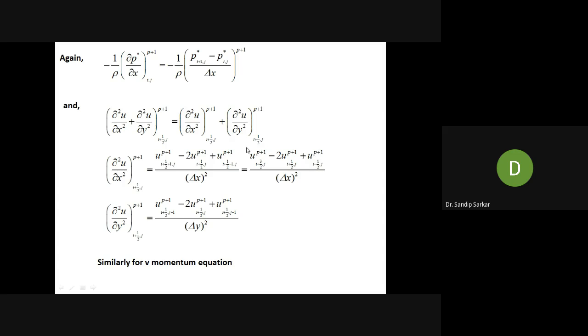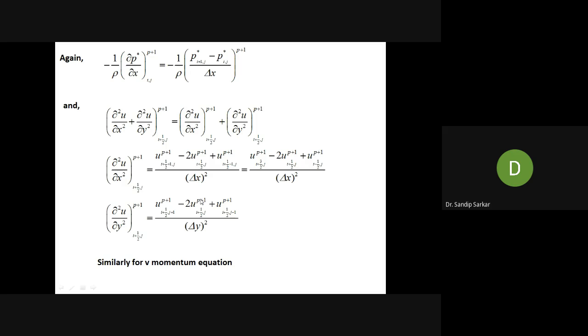Please see that all the values of these variables are defined at this grid point. So i plus 3 by 2, j u is available. i plus half, j u is also available. Similarly, i minus half, j u is also available. Now let us see the other term, del 2 u by del y2 at p plus 1, i plus half, j, that is u p plus 1, i plus half, j plus 1 minus 2 u p plus 1, i plus half, j plus u p plus 1, i plus half, j minus 1. So here also you can see i plus half, j plus 1 is defined, i plus half, j is also defined, and u i plus half, j minus 1 is also defined.